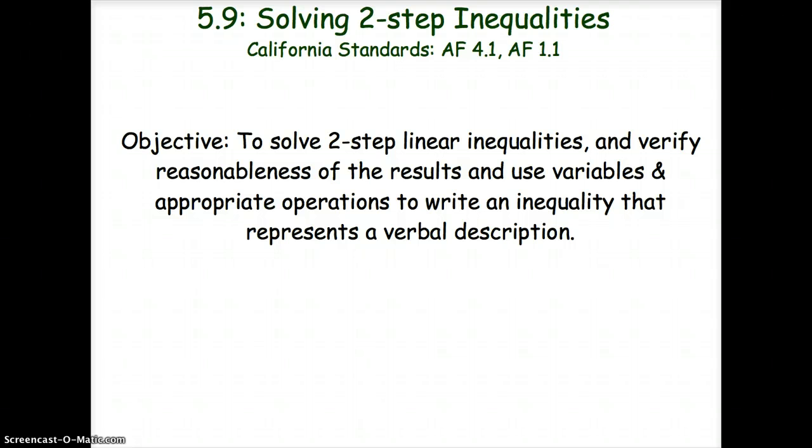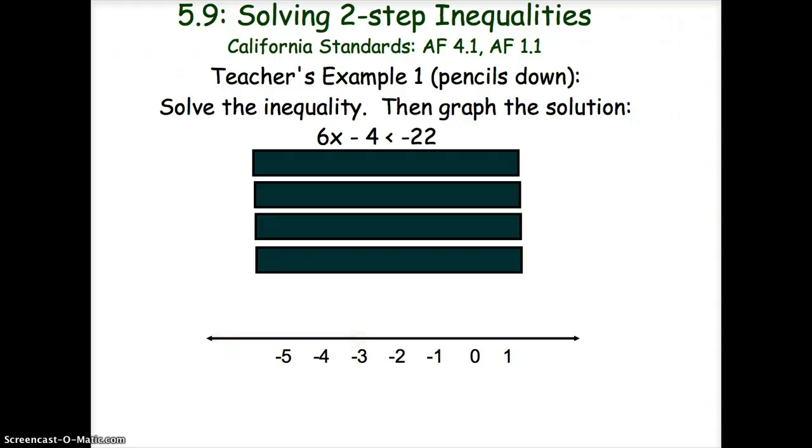Our standards for today are AF 4.1 and AF 1.1. Our objective is to solve two-step linear inequalities and verify the reasonableness of the results, and use variables and appropriate operations to write an inequality that represents a verbal description. So let's take a look at our first teacher example. Solve the inequality, then graph the solution.